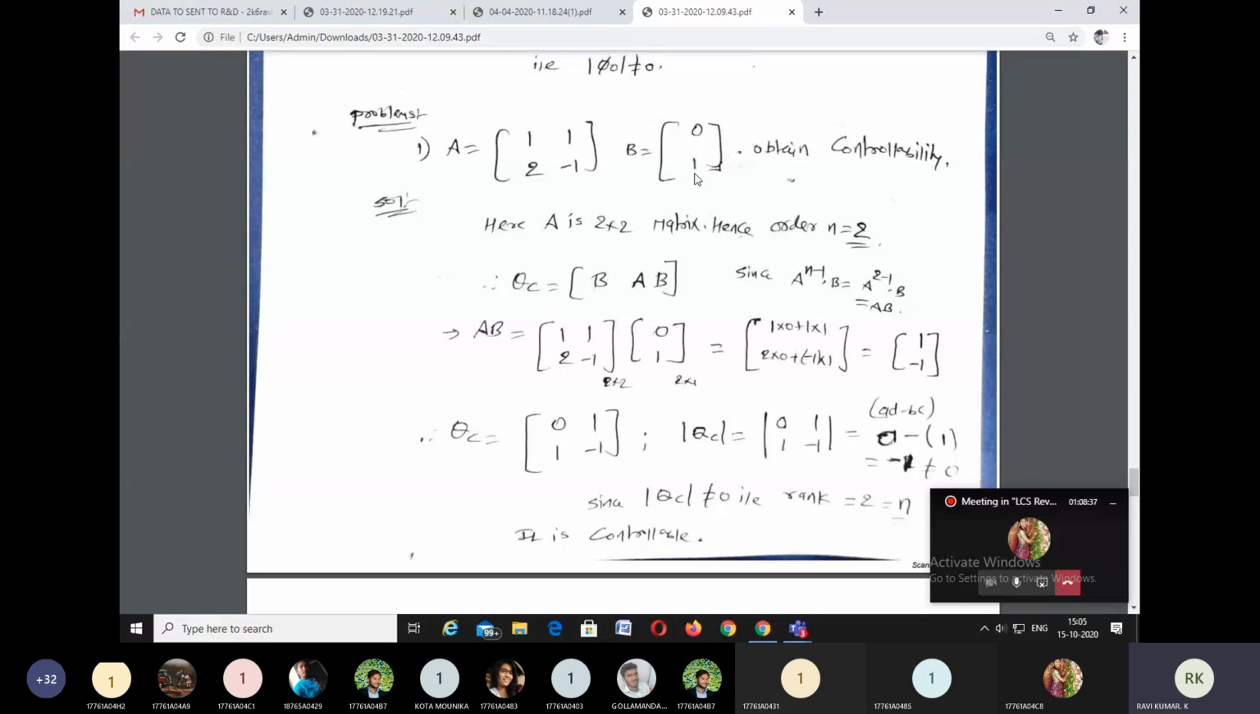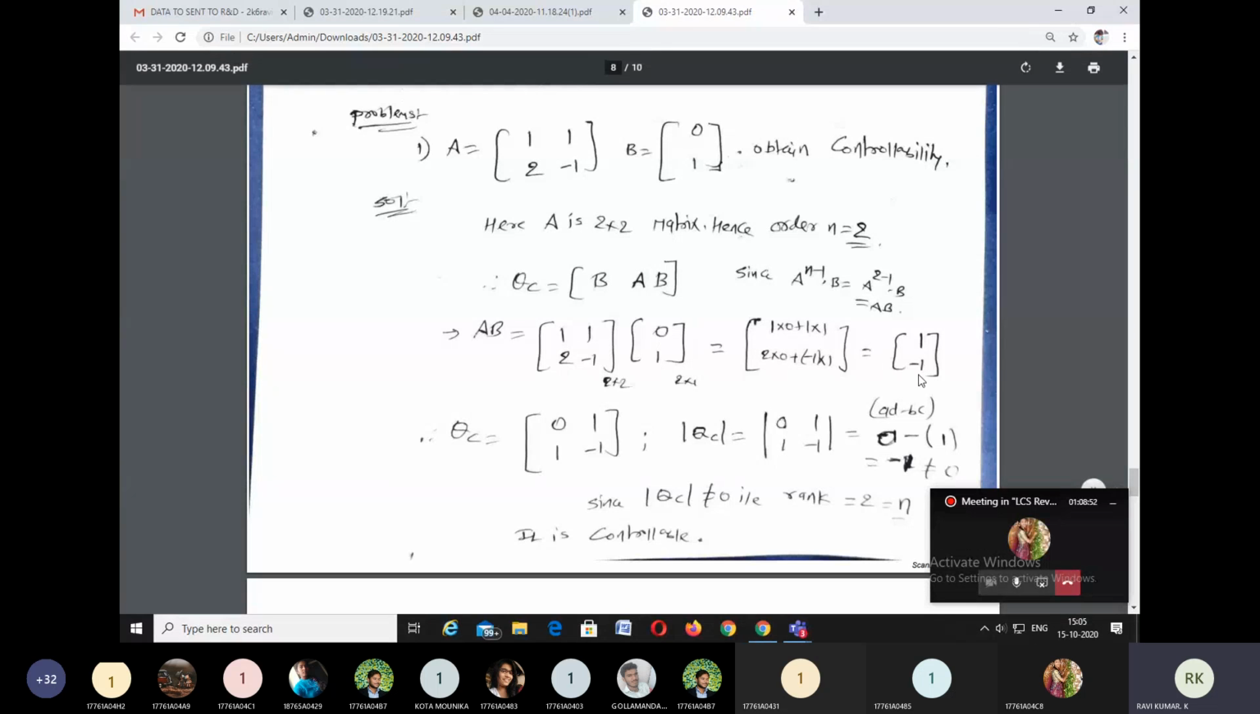What is B here? It is 0, 1. So I am writing 0, 1 in the matrix as the first column. And what is the second column? How will you get it? A into B is the second one. So what is AB? A is given in the problem as 1, 1, 2, minus 1, and B is 0, 1. Multiplying A into B, you will get 1, minus 1. Now this 1, minus 1 is written as the second column of this matrix. So this is the first column and the second column.